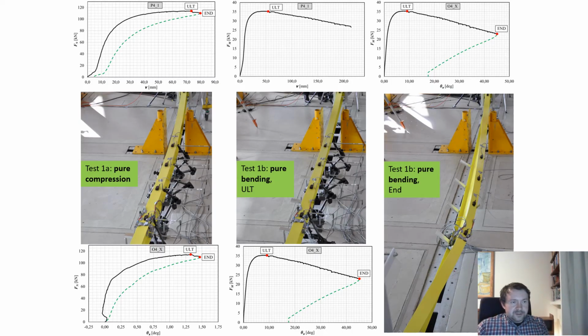Here, the figures show the deformation states in 2 load cases, compression without bending and bending without compression. It is clearly visible that in the compression test, the deformation state is almost entirely controlled by lateral displacements, while in the bending test, the deformation state is controlled by both lateral displacements and twist rotation.